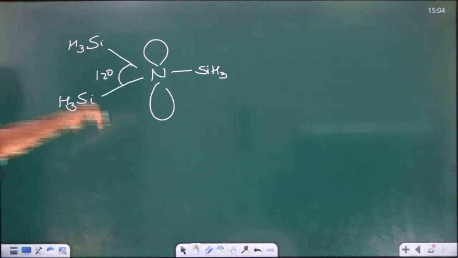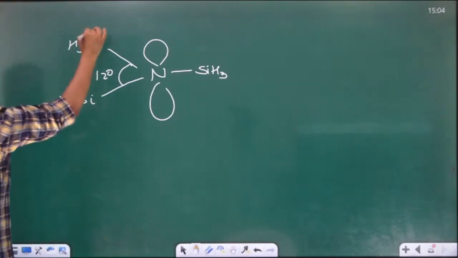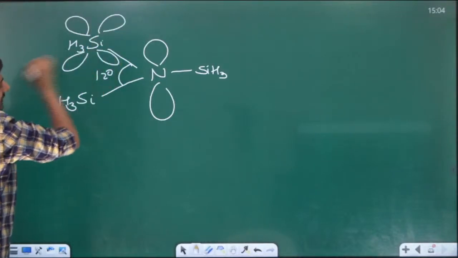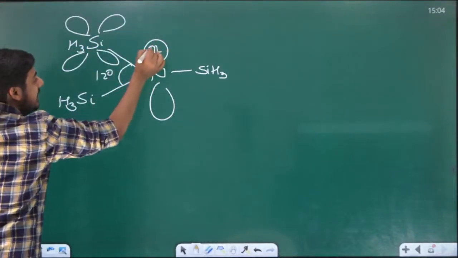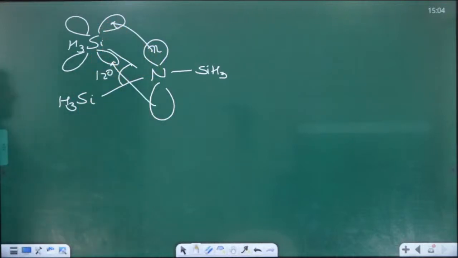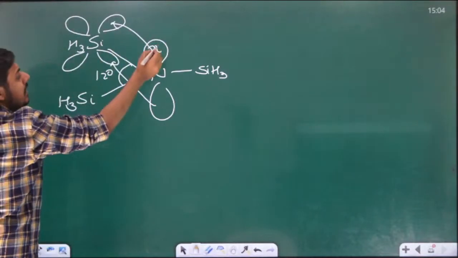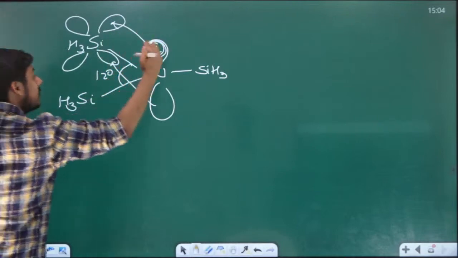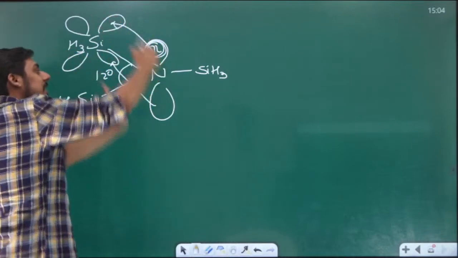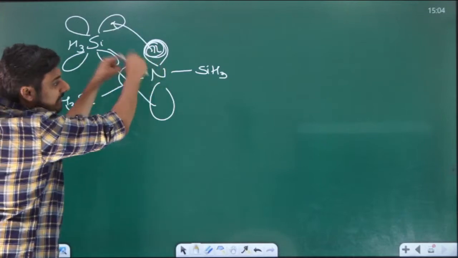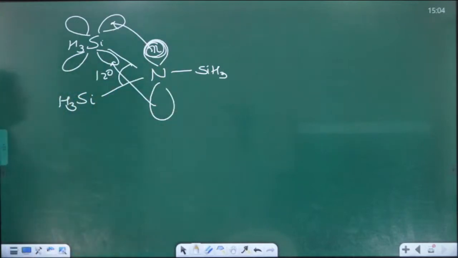Then what will you say? That in 120 degrees, this Si will avail its 3d, and this 3d will be responsible for taking back this electron density from nitrogen. And if there is lesser lone pair electron density, or we can say if these electrons are captured in this state, when they are in p, they will never go back to sp3.